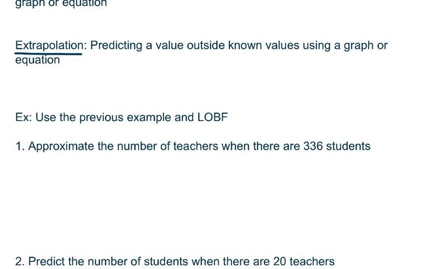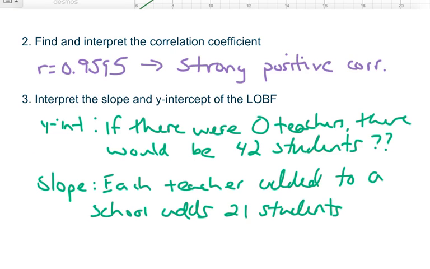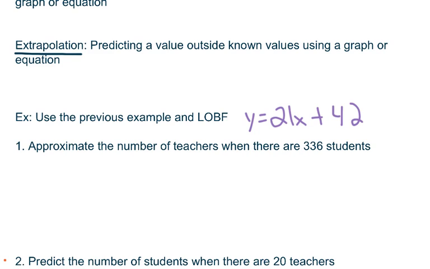So now what we're going to do is use this line of best fit, which again was y equals 21x plus 42. We're going to use this information to estimate or approximate what would happen if we could find a school with 336 students. If you remember, the y values in our example represented students. The x value represented teachers. It's asking to find the number of teachers, so we're not going to replace x. We're going to use that 336 and replace y. So we're going to say 336 students is equal to 21x plus 42.